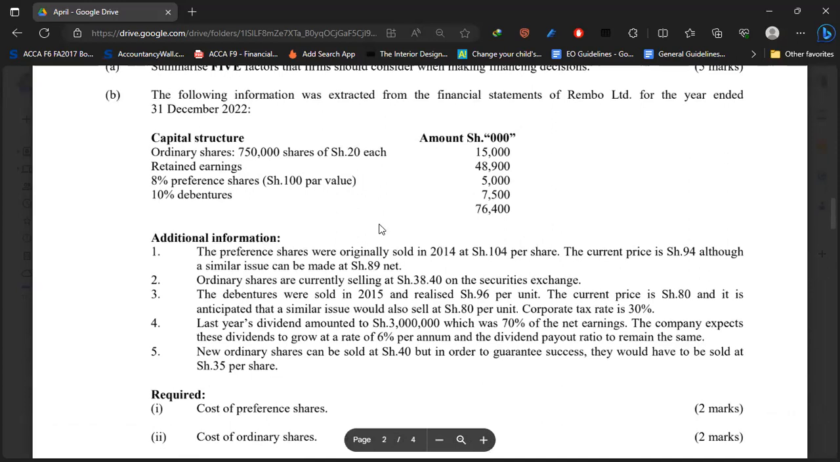The following information was extracted from the financial statements of Rainbow Limited for the year ended 31st December 2022. Capital structure in amount: ordinary shares, 750,000 shares of 20 shillings each, amount is 50,000. Retained earnings 48,900. 8% preference shares, 100 shillings par value, 5,000. 10% debentures, amount is 7,500.